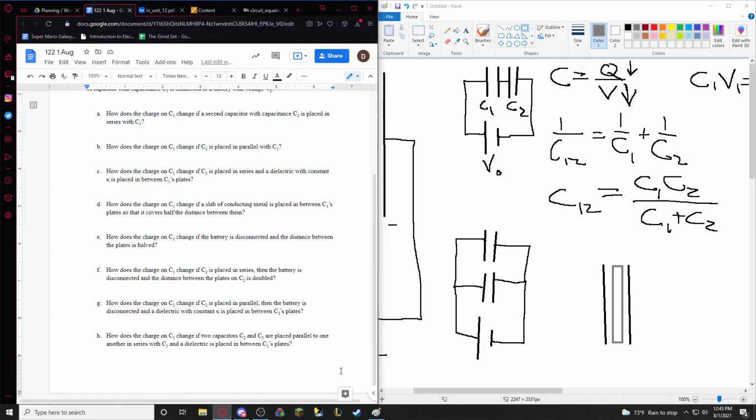Boy, if these are the type of questions for the quiz, oh boy. You just have to think about things step by step and figure out what happens in each individual step. So now we're going to connect C2 in parallel, and then the battery is going to be disconnected, and then a dielectric is going to be placed between C2's plates. Essentially, we're connecting C2 in parallel, cutting off the battery, and then placing a dielectric between C2's plates.